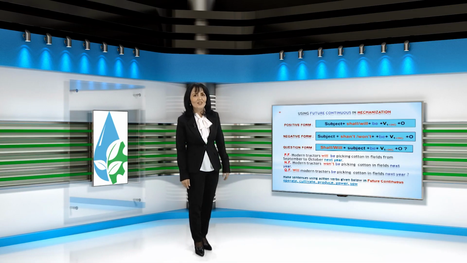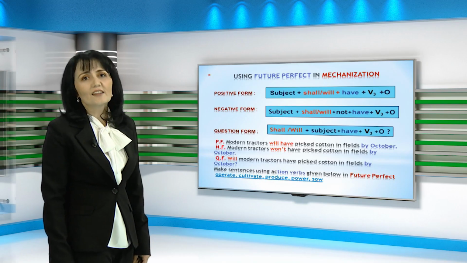Let me give some samples. Modern tractors will be picking cotton in fields from September to October next year. Modern tractors won't be picking cotton in the fields from September to October next year. Will modern tractors be picking cotton in fields from September to October next year? For practicing, you can make sentences using verbs given below the slide. Now let me move to the next slide.